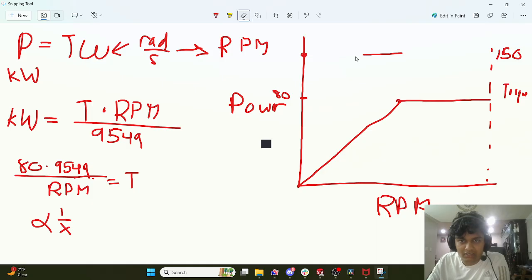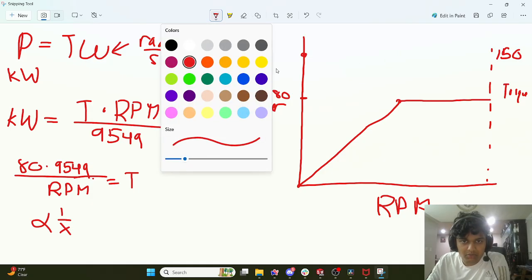Let me change this color actually over here. Make it like blue or something.